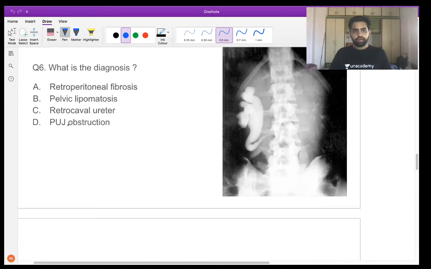Now I fail to understand why many of you are choosing a PUJ obstruction. PUJ obstruction doesn't look like this. So what is the characteristic finding which you see in here? No, it's not a lily sign. It is a fish hook appearance. It is a fish hook appearance or a fish hook sign.